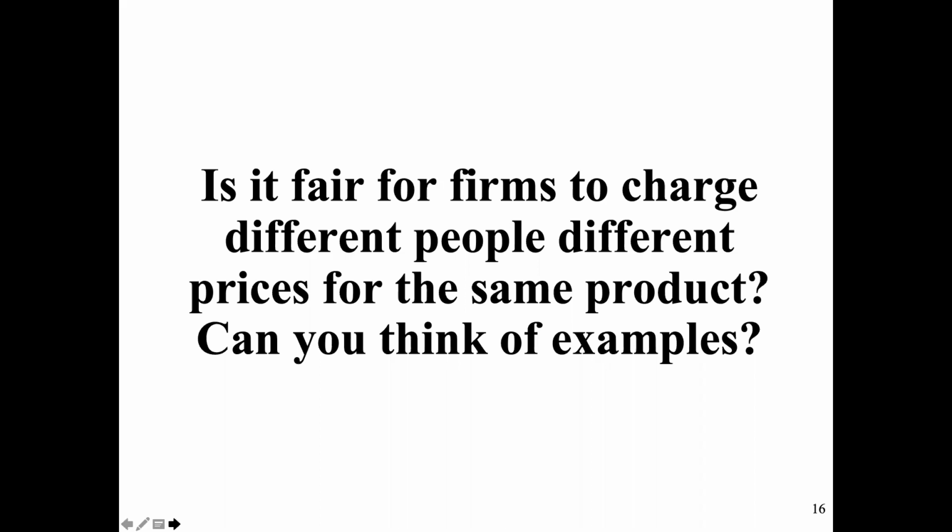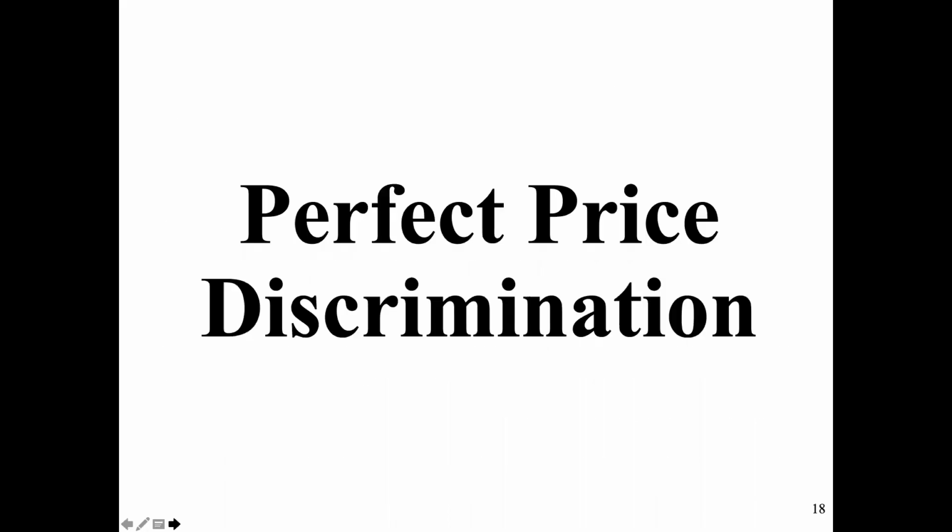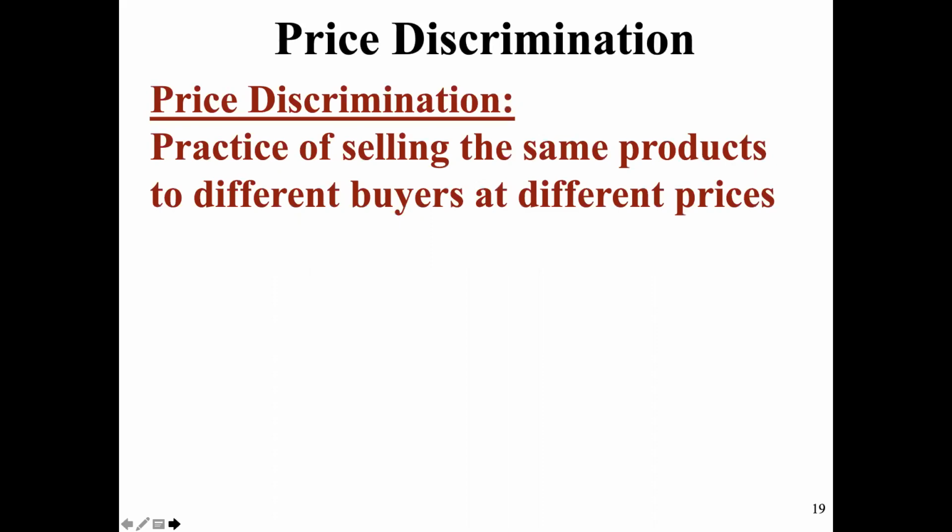So many of you probably thought of examples, and this is to introduce the idea of something called price discrimination. We're going to talk about the concept of price discrimination, and then we're going to learn the graph for something called perfect price discrimination. So price discrimination is the practice of selling the same products to different buyers at different prices. Up until now, we've been analyzing monopolies, assuming they charge all consumers the same price. What if they're able to charge consumers different prices?